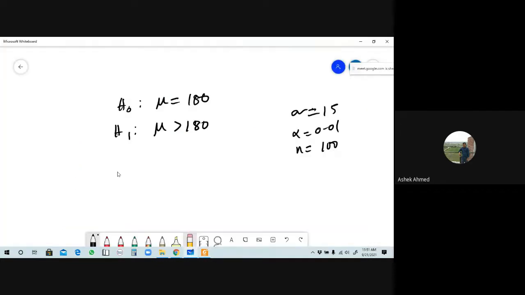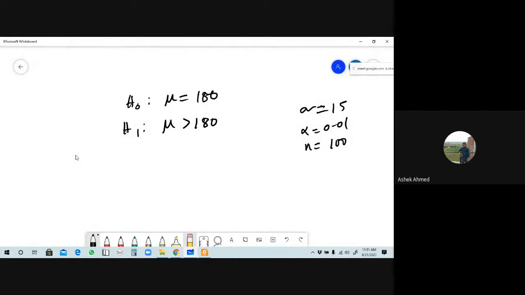In that problem, the alternate hypothesis is mu is greater than 180, is it right? So in that case, we apply which type of test? Left, right, or two-tailed test? The alternate hypothesis has greater than. So for that case, which type of test will we apply here? Right tail test.